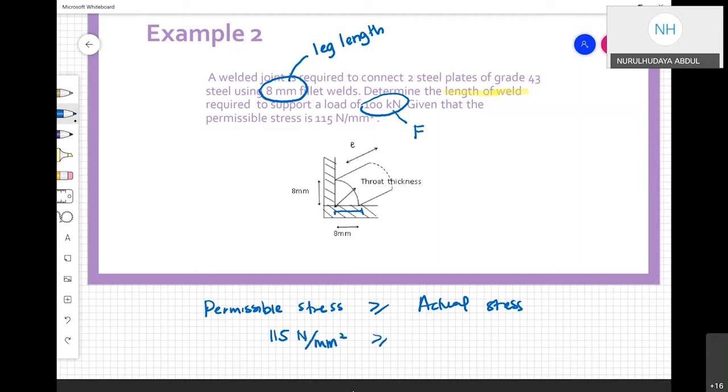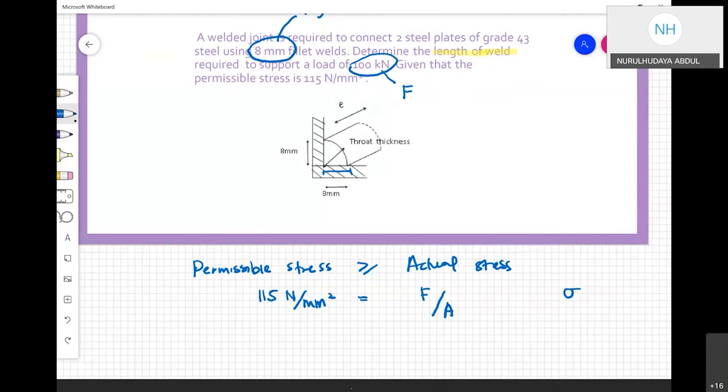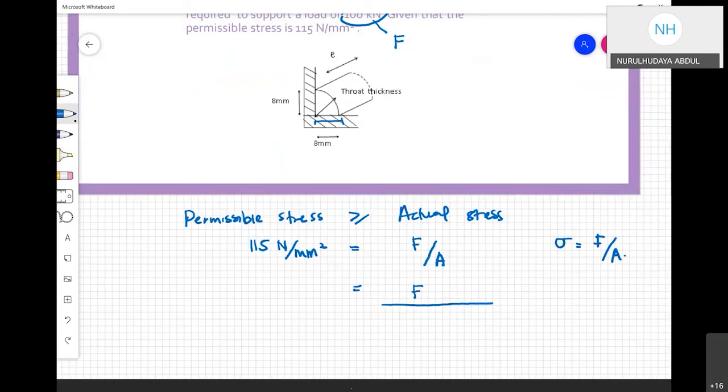And the actual stress, since we are going to take the permissible stress as the stress that we're going to use for our calculation, we allow up to 115, so we use equal, no need for bigger than. So it equals force divided by area. As you know, the formula is in part 2: stress is equal to force divided by area. To find the area for fillet welds, throat thickness times weld length, you will get the area.